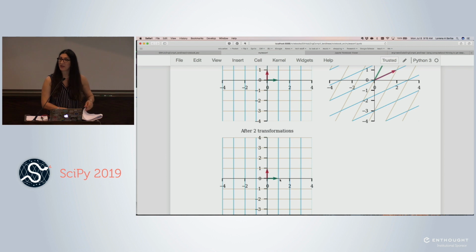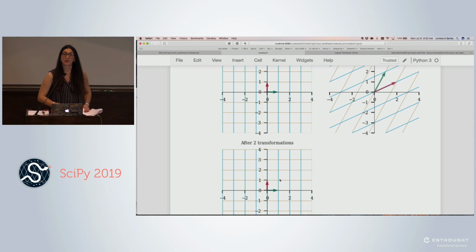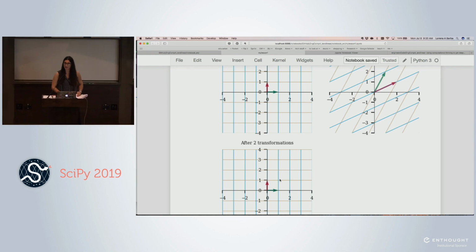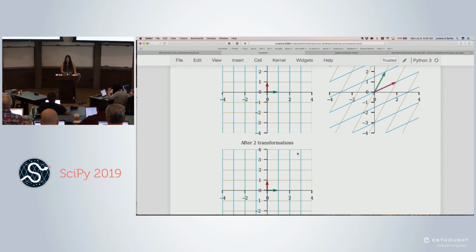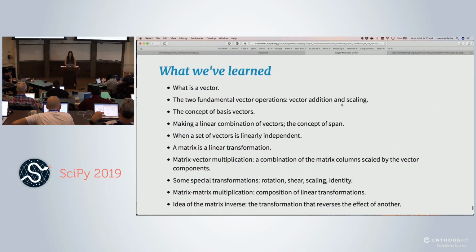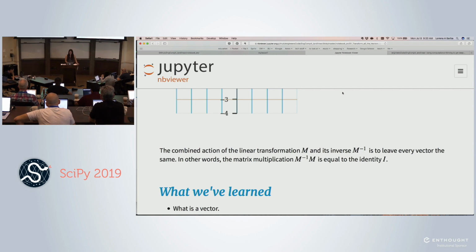The combined action of M and M inverse is, of course, that nothing happened, which is the same as the identity matrix. The identity transformation is the one that does nothing. So that is how we can understand this concept of the inverse of a matrix, that multiplied by the matrix is equal to the identity.